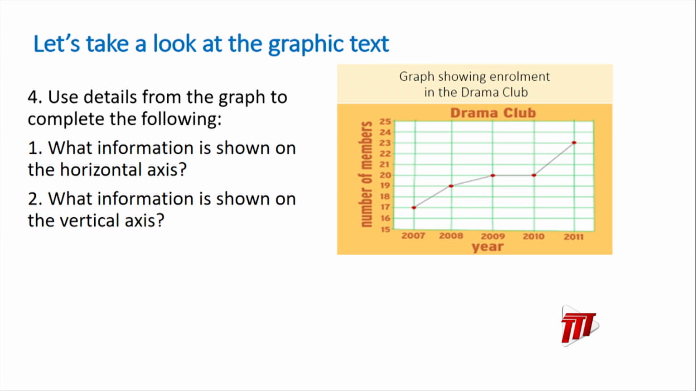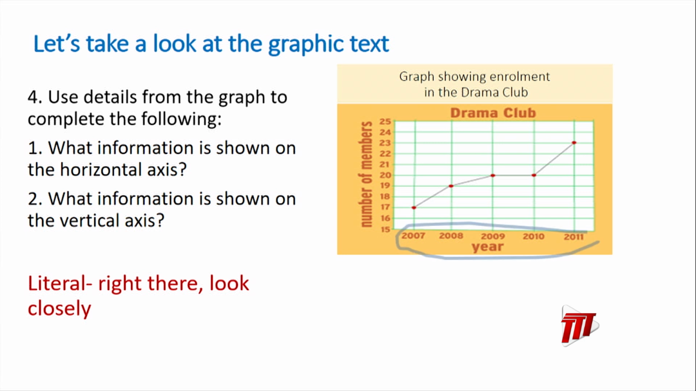So our question, use details from the graph to complete the following. What information is shown on the horizontal axis? What information is shown on the vertical axis? Remember again, earlier we said that this was a literal question. So the information is there. So we can get the information straight from the graph. So let's complete our answer.